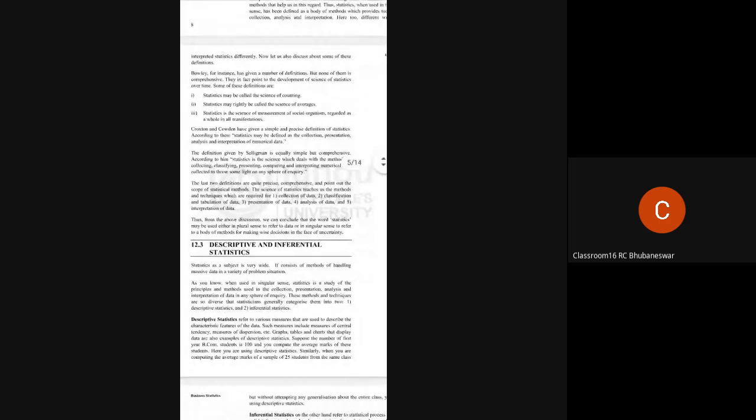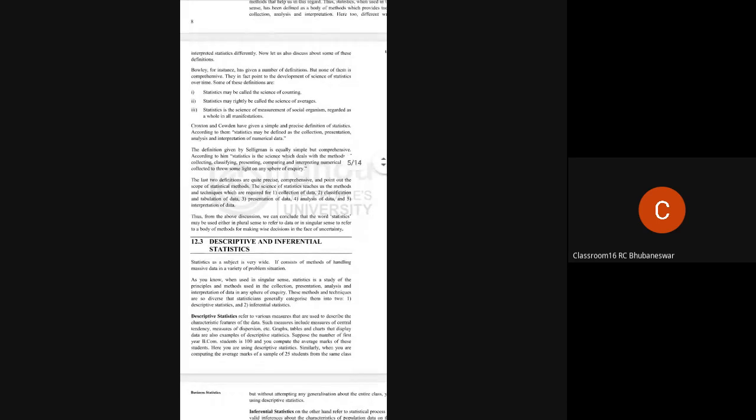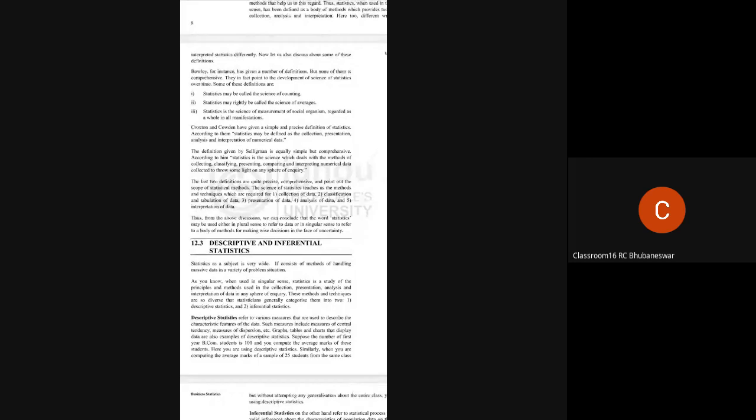Okay, so the science of statistics teaches us methods and techniques. So under the singular sense, all the methods and techniques are included. Like collection of data, how data are collected, there is a particular method. Okay, then classification and tabulation of data. Now how data are classified according to their nature, according to their characteristics, and as per their nature and characteristics, how it is presented in tabular form.